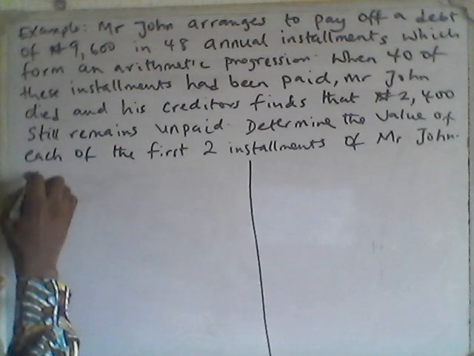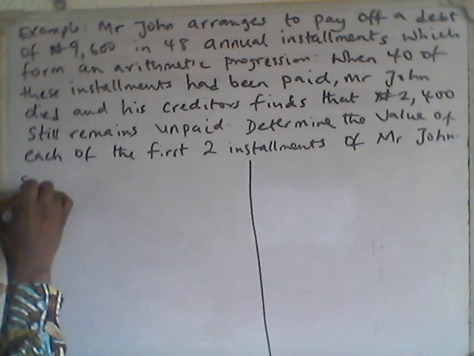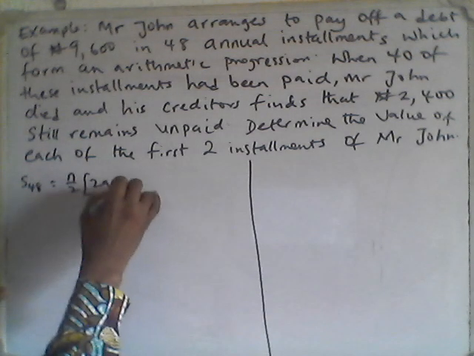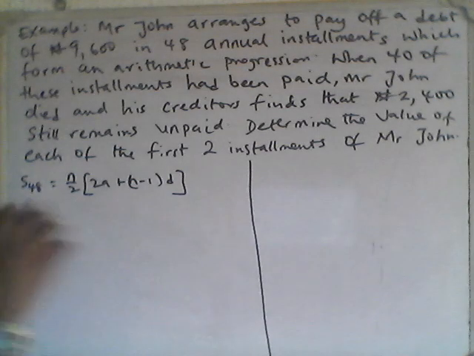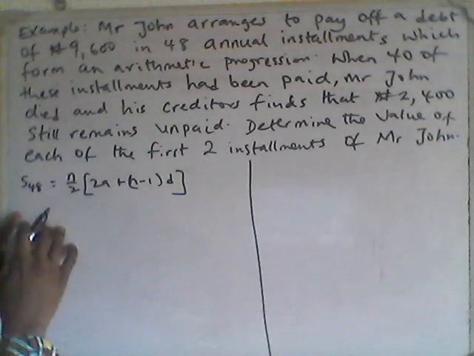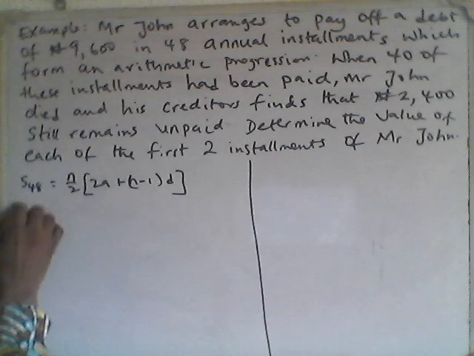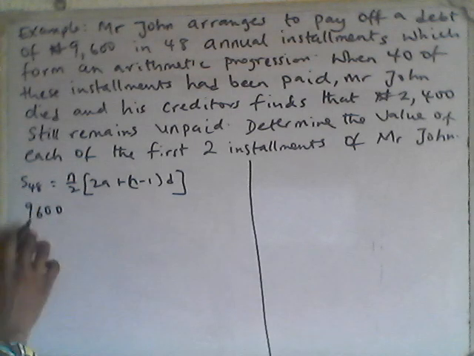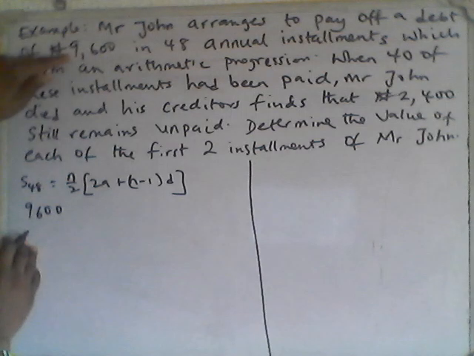So, the sum of what is going to be paid, which is the sum of the 48th installment, is equal to n over 2 times (2a plus (n minus 1) d). This is the formula already. For this particular statement, the amount is spread across 48 annual installments. So S48 is 9,600. That's the sum of what is going to be paid.